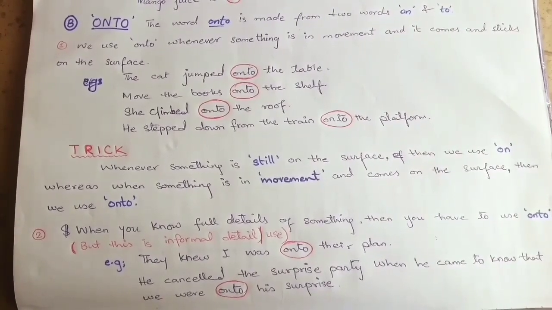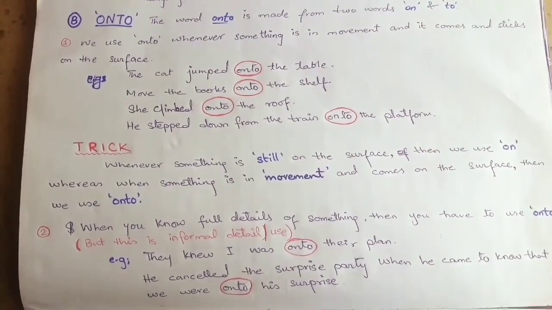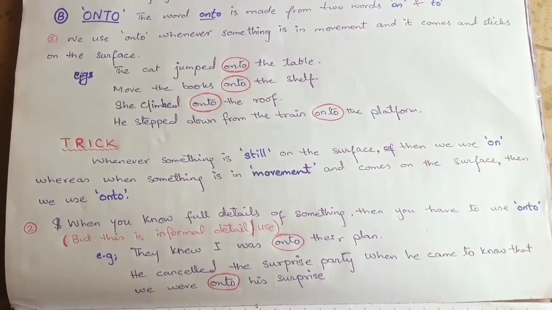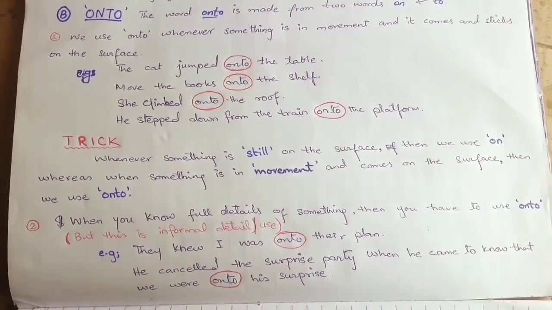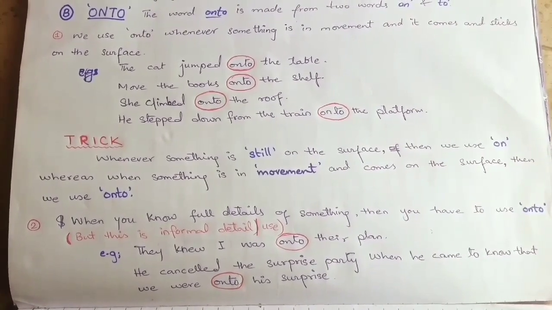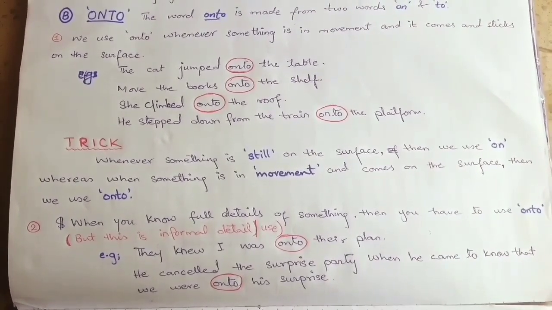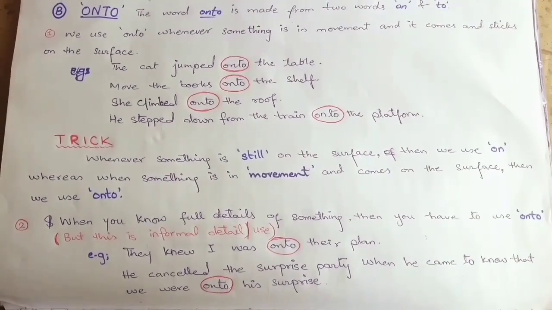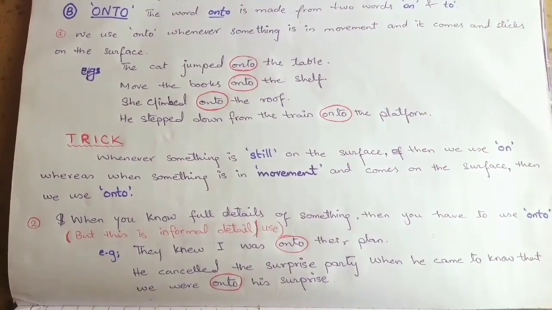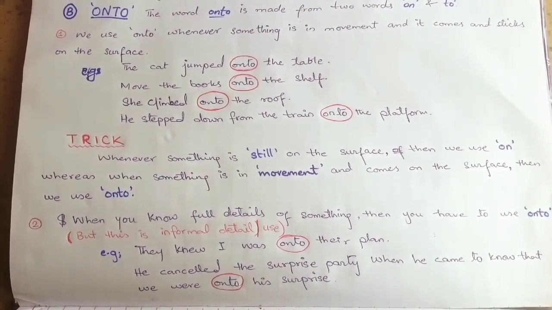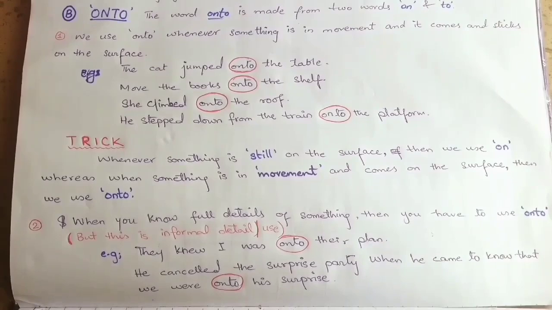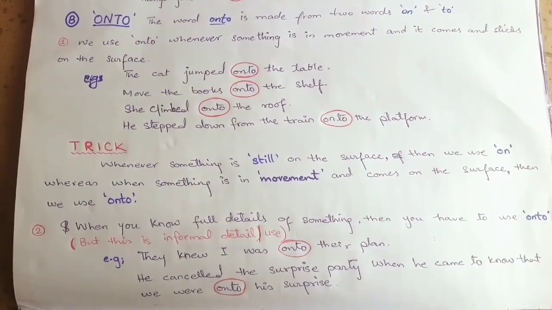So now coming towards the second usage of the preposition onto, when you know the full details of something, then you have to use onto. But this is not a formal usage, rather it is an informal usage. For instance, they knew I was onto their plan. It doesn't mean that I came and sat or stuck onto their plan. No. Rather, it means that they knew I was fully aware of their plan. So over here the preposition onto tells you the awareness.